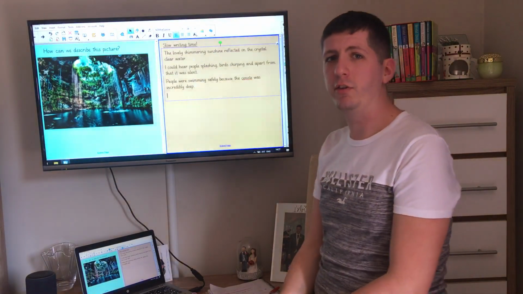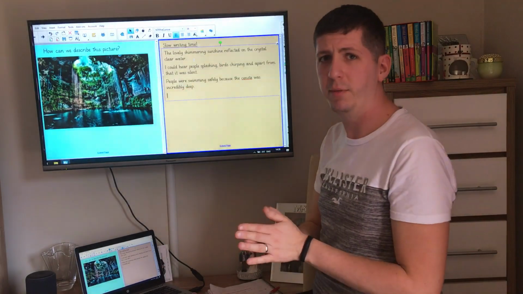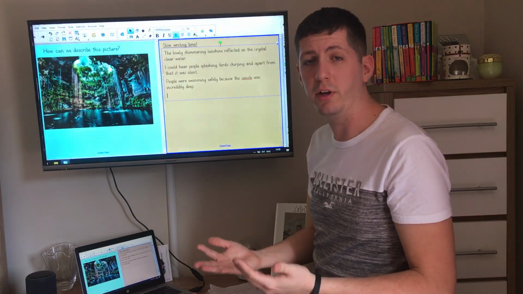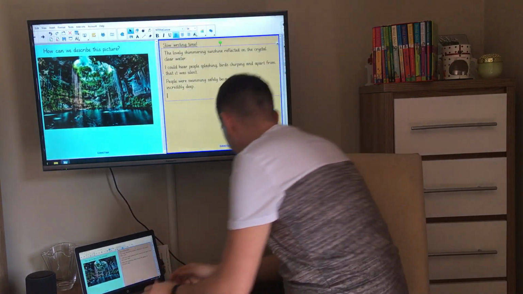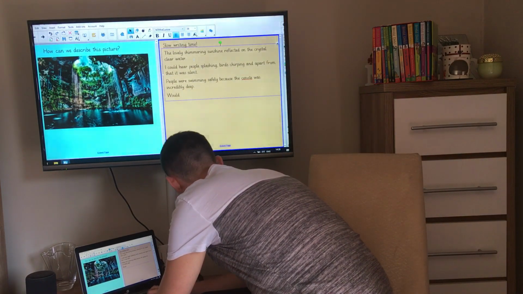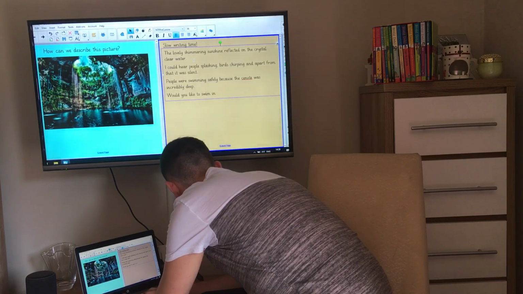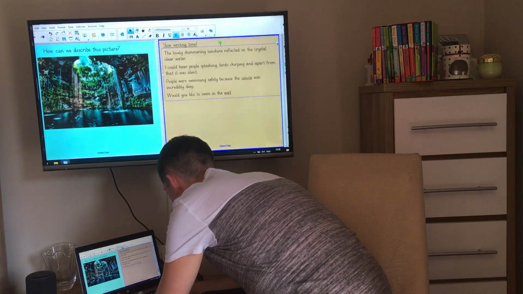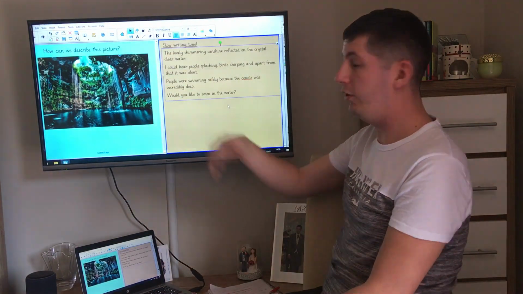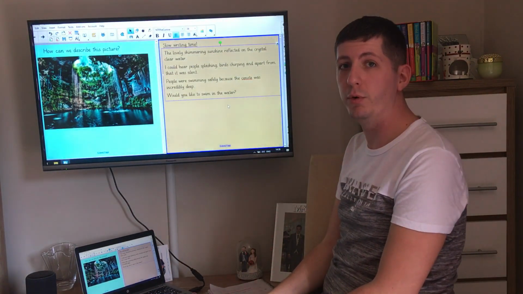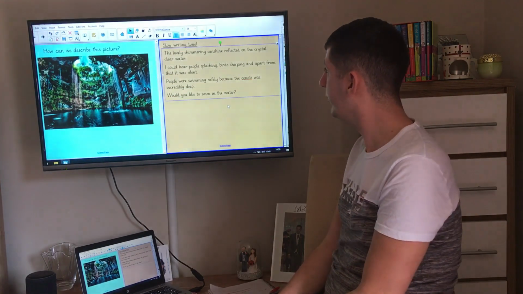For my last sentence in my description, I'd like to ask people whether they would like to visit this cenote. So I need to make sure if I'm asking something that I use a question mark at the end, like we did in our starter yesterday. So my question, would you like to swim in the water? There's my question. I've asked to the reader, would you like to swim in the water? Pause the video now for your turn to write a question.